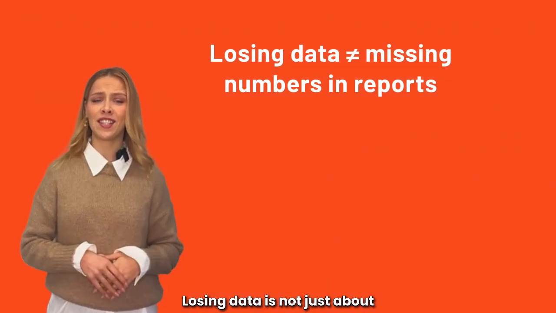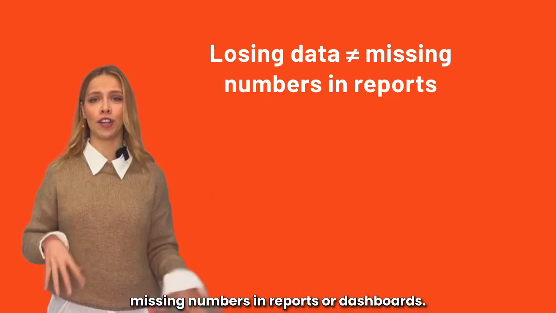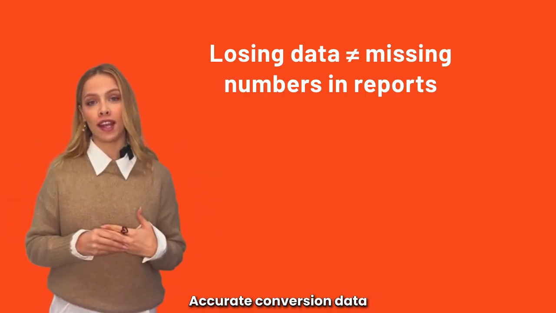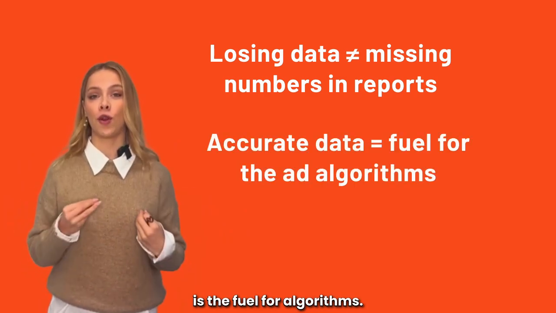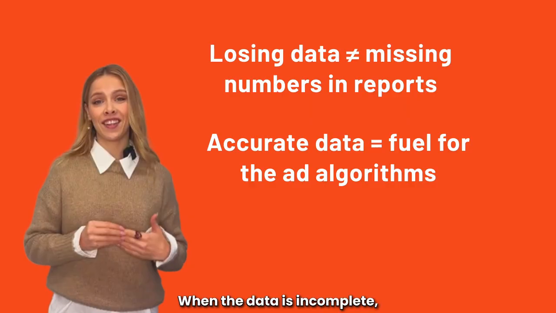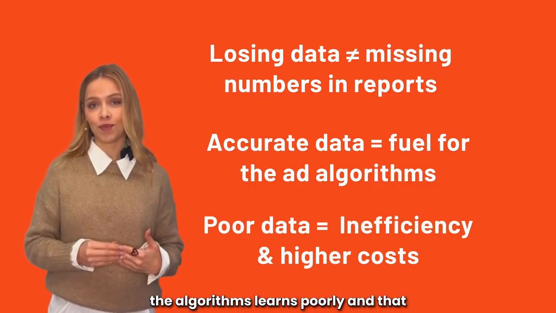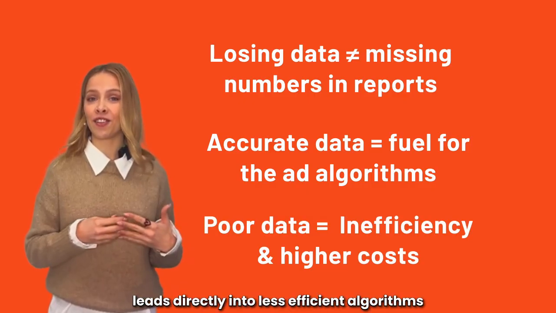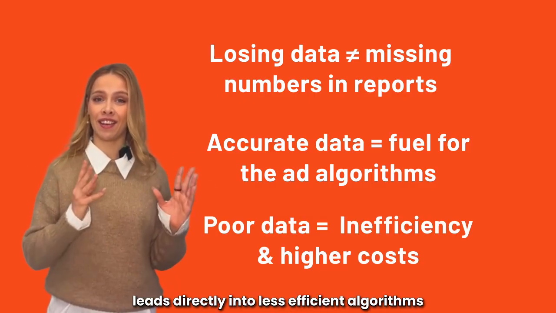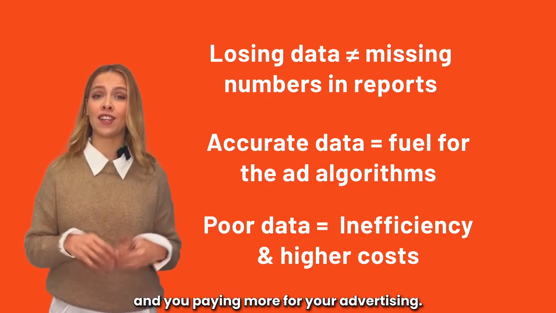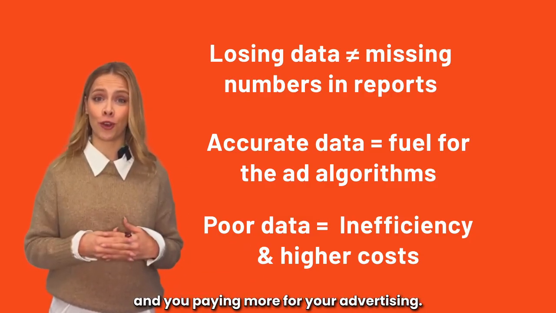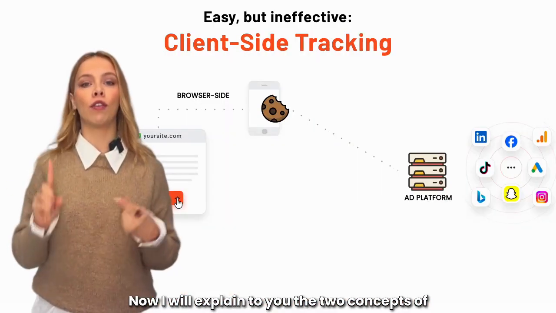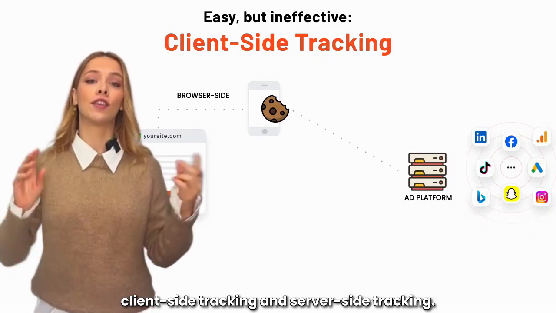Losing data is not just about missing numbers in reports or dashboards. Accurate conversion data is the fuel for ad algorithms. When the data is incomplete, the algorithms learn poorly, and that leads directly into less efficient algorithms and you paying more for your advertising. Now I will explain to you the two concepts of client-side tracking and server-side tracking.